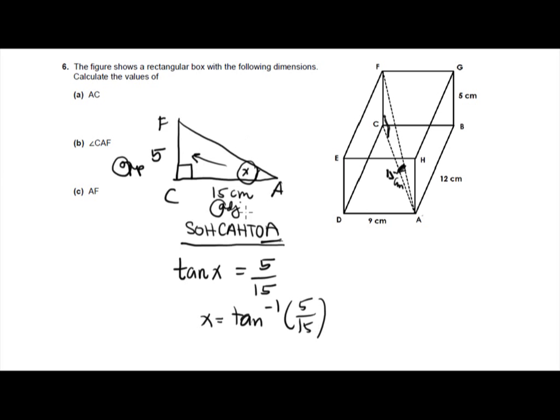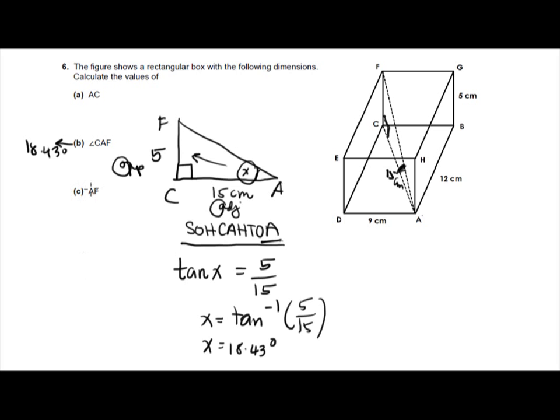From my calculation, X is equal to 18.43. And this is an angle, so this must be in degrees. So the answer for letter B, CAF, is equal to 18.43 degrees. I think we can still solve for letter C in this video.